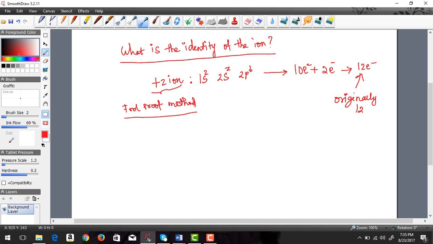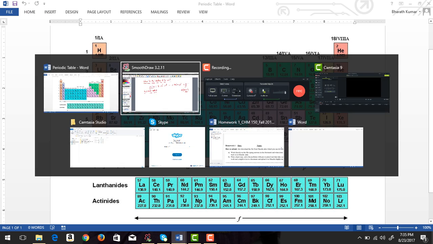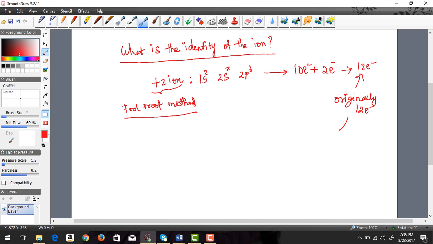Originally 12 electrons. So what is an element that has 12 electrons? Let's go back to the periodic table. Bingo, it's magnesium, right? Because its atomic number is 12. Means it's got 12 protons and 12 electrons. Does that make sense? I mean, that is all that was missing, and I think that was what's causing the problem.